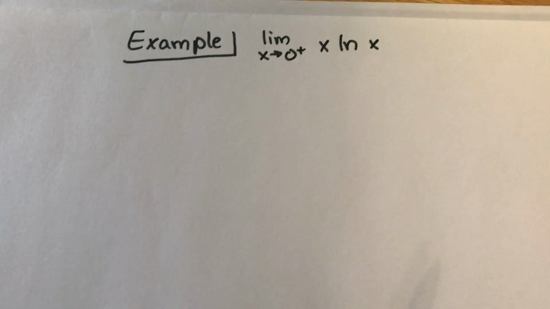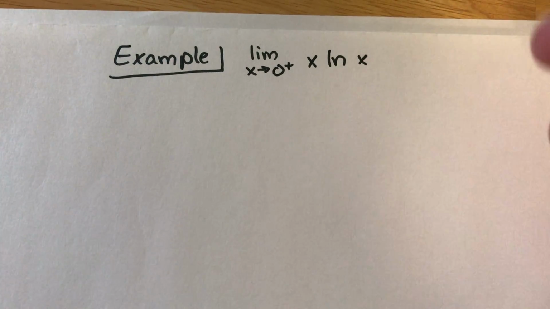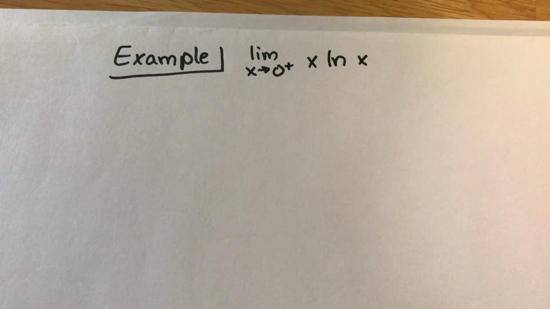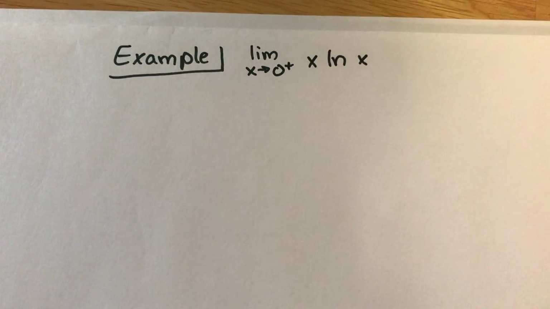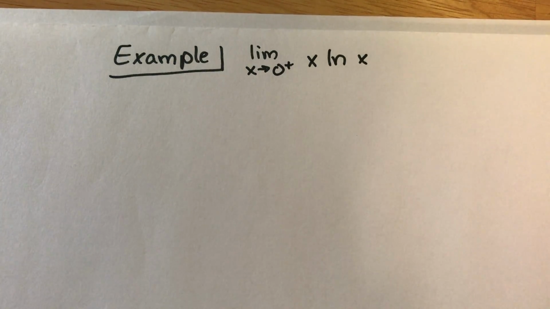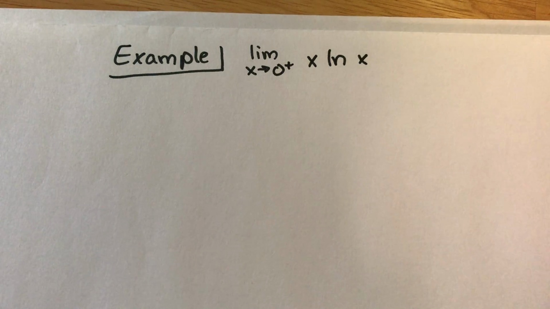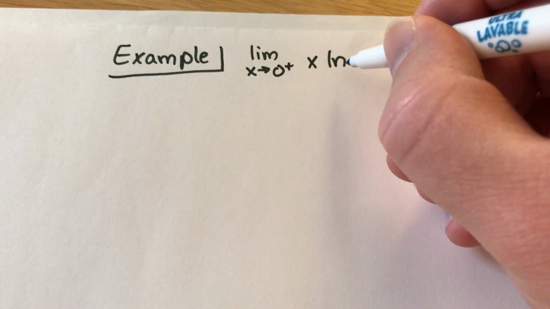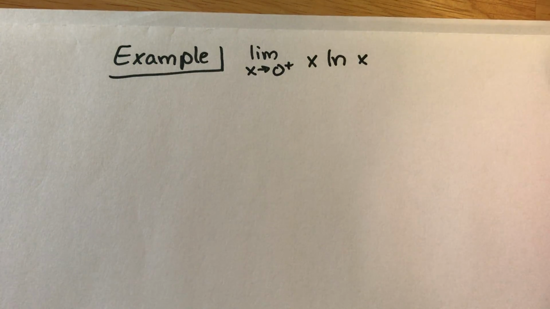Our first example that I'm going to do is the limit as x approaches 0 from the right of x times the natural log of x. A couple of important things to note about this one: we do have to do 0 from the right, because the natural log of x is only defined on the right side of 0. You can't plug in any negative numbers there. We also need to double check to make sure this is the correct form of the indeterminate, so that we are using the correct method.